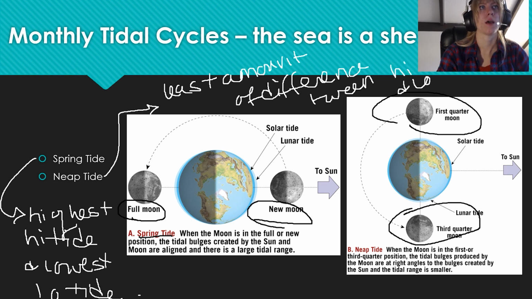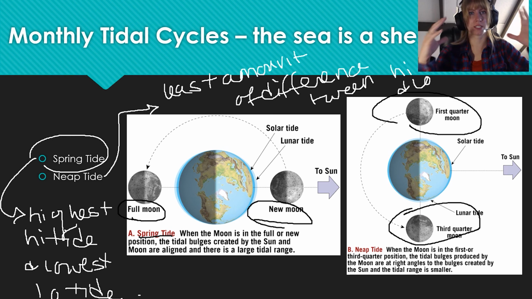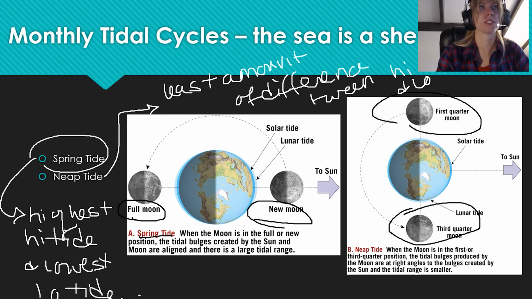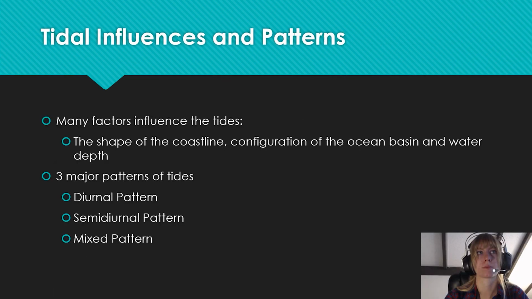Okay. So remember, spring tide, highest tide, lowest low tide. You're going to have the greatest difference between the tides. Versus neap tide, where you're not going to really have a difference between them. You're going to have a tiny high tide and a tiny low tide.